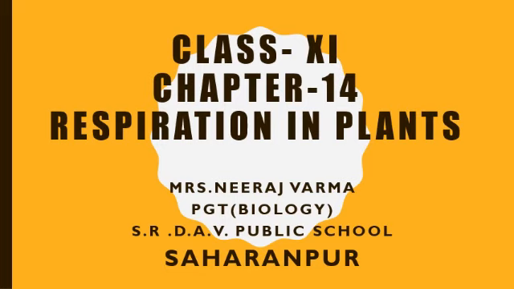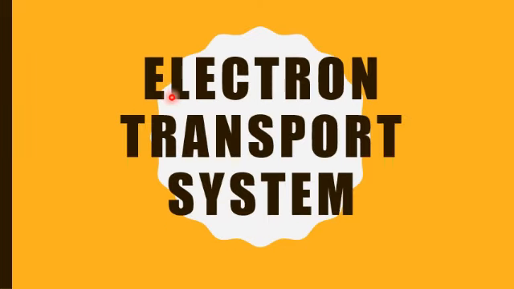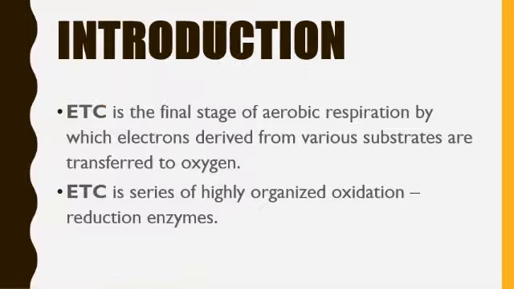Today we are going to continue with our chapter Respiration in Plants. In our previous sessions we discussed glycolysis and the Krebs cycle, and today we are going to discuss the electron transport system. So what is the electron transport system, or electron transport chain? It is the final stage of aerobic respiration by which electrons derived from various substrates are transferred to oxygen.